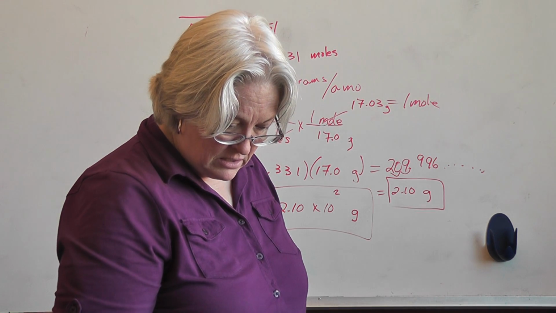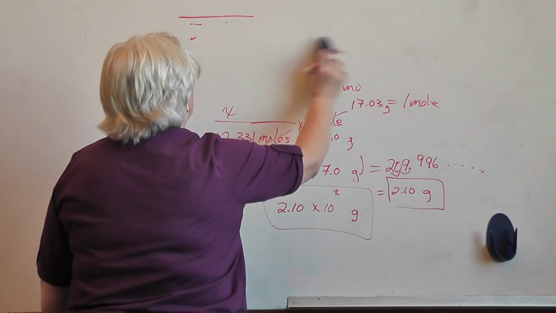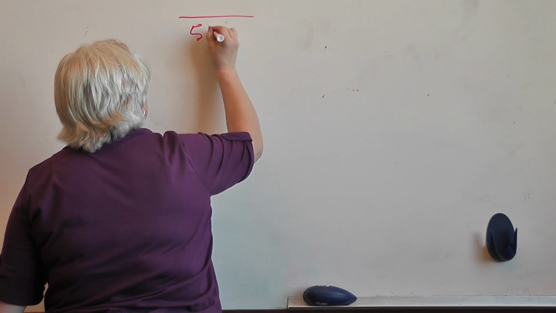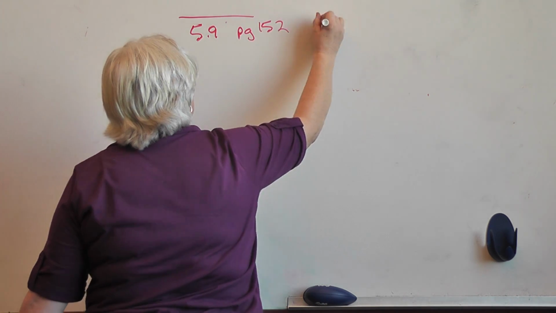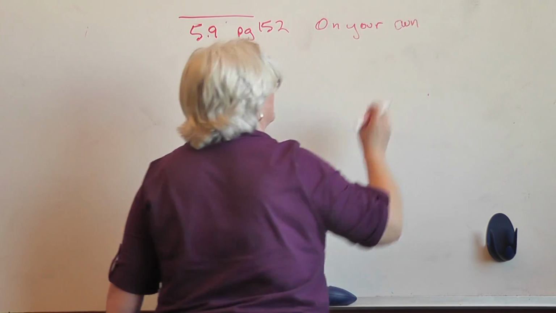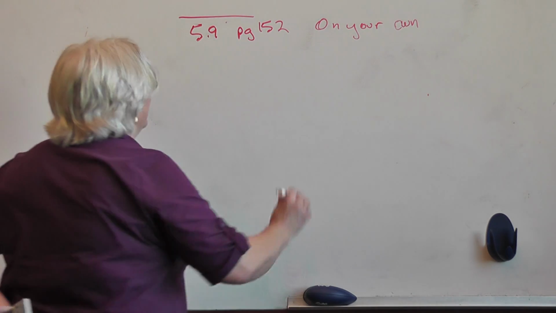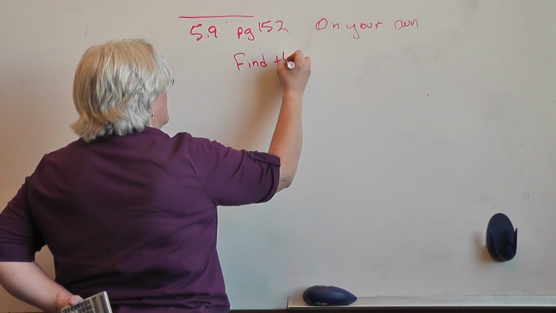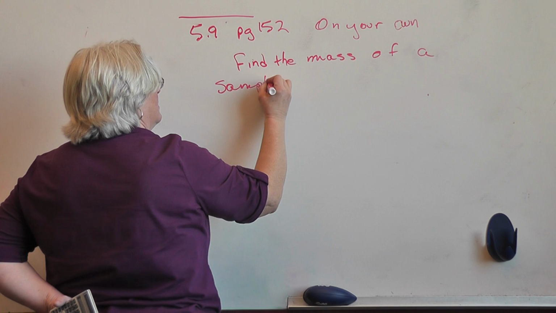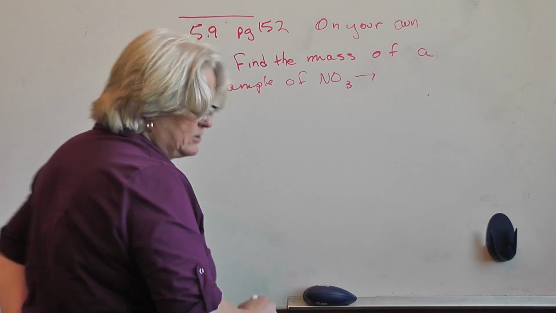Now let's go ahead and look at page 152. This is on your own problem, 5.9, and we'll go ahead and step through this one. On your own, what is the mass of a NO3 sample if it contains 0.23 moles? So we want to find the mass of a sample of NO3 that contains 0.23 moles.